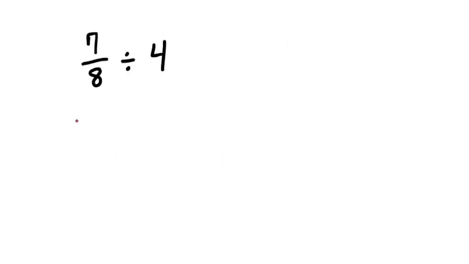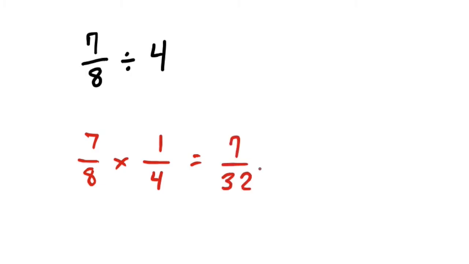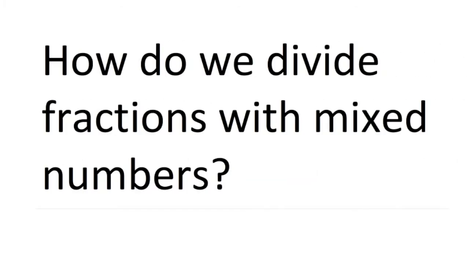Here we have 7/8 divided by 4. So we're going to keep, change, flip. 7/8 times 1/4. What does that give us? Well, 7/32. And we actually have a regular fraction that can't be simplified. Excellent. We're done with that example. Okay, let's move on to our second big question. How do we divide fractions with mixed numbers?